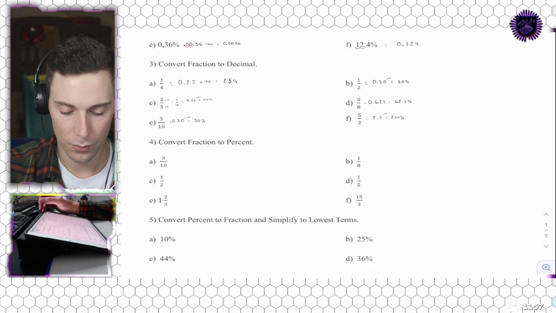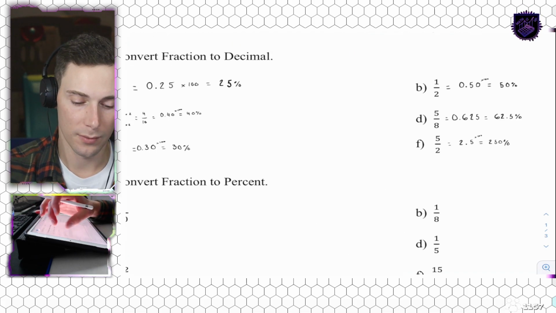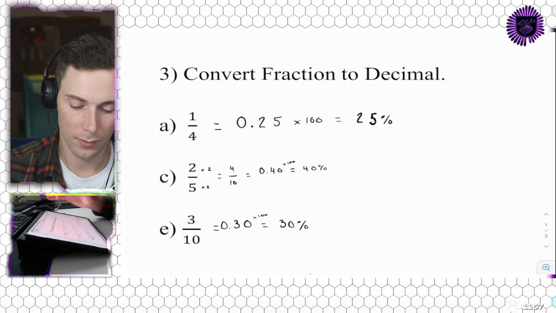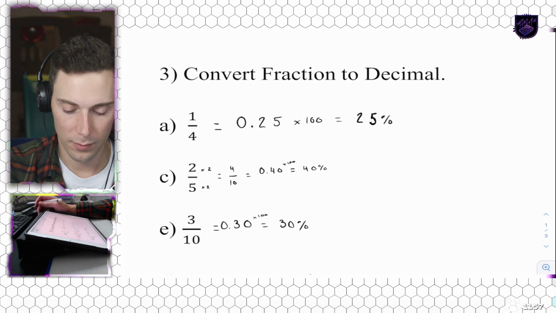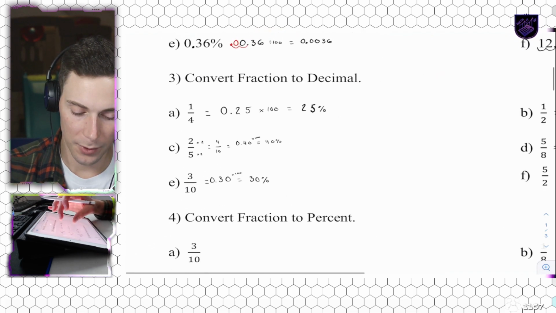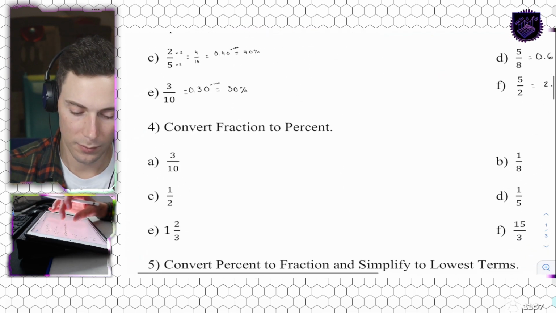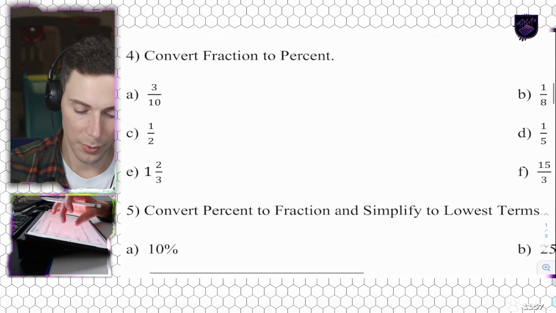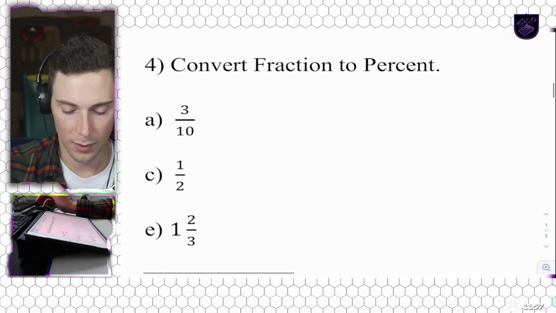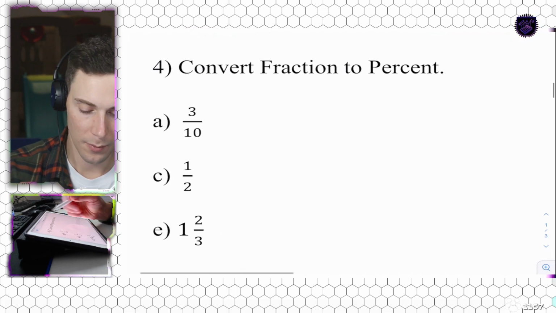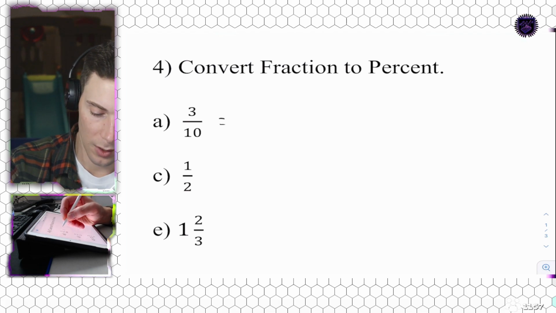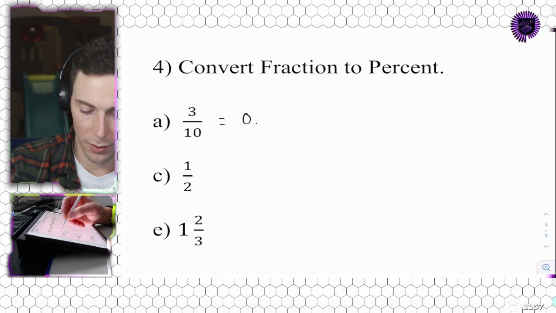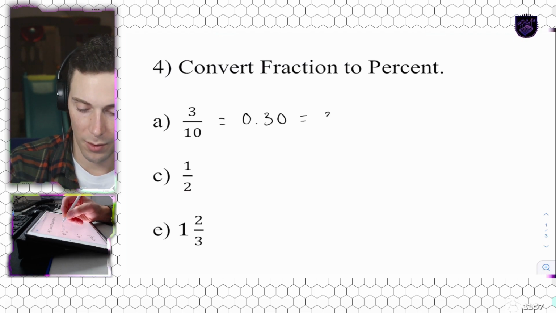Oh, I did extra work on this one. Well, I'm just going to do it again anyway. Convert fraction to decimal. Convert fraction to percent. 3/10. This is going to equal 0.30, and that will be 30%.